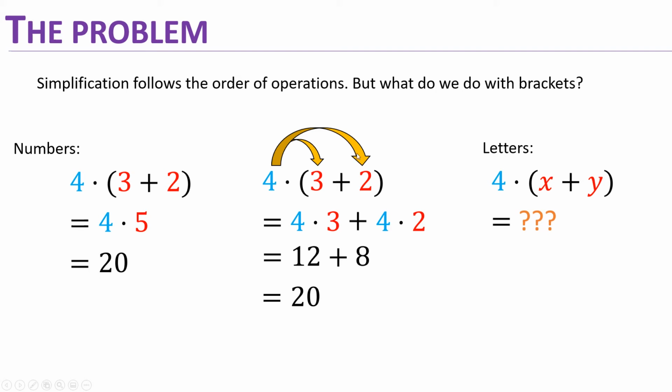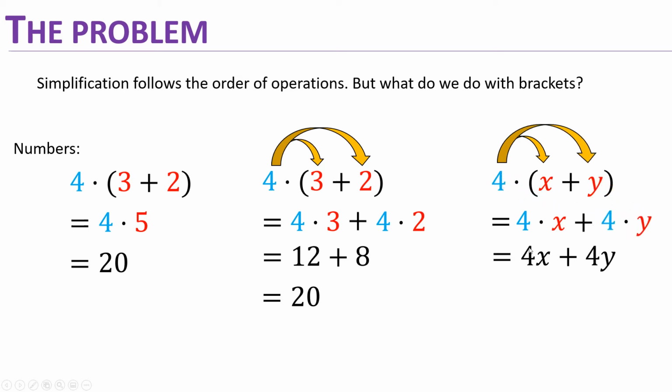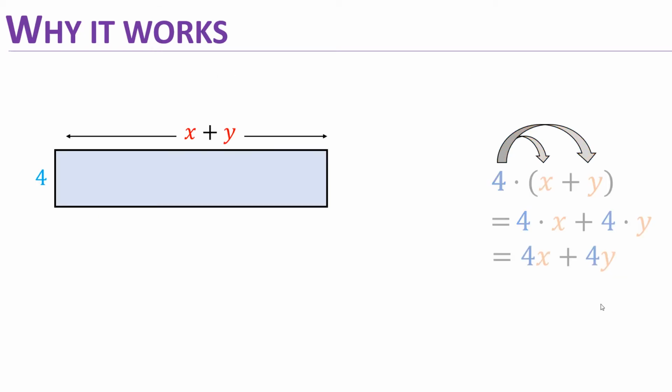And this technique also works with letters. We can, in this formula, multiply the 4 by the x, and then we multiply it by y, and we add the results. So we get 4x plus 4y. Of course, these are still not like terms, so this is the most simplified version of our formula. To understand why this technique of multiplying out the brackets works, think of how you would calculate the area of this rectangle with length x plus y and width 4. The area of a rectangle is the length times the width. So the area here is 4 times x plus y.